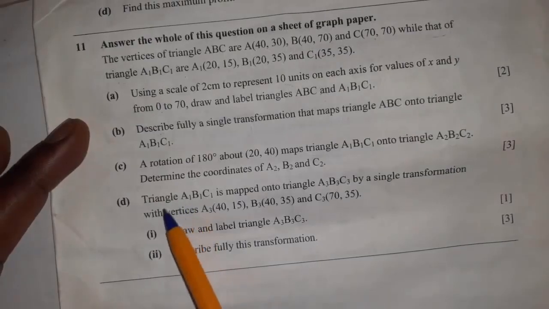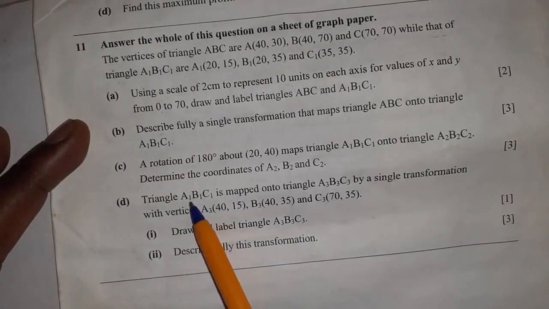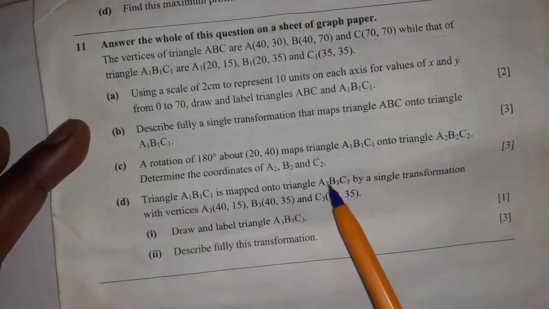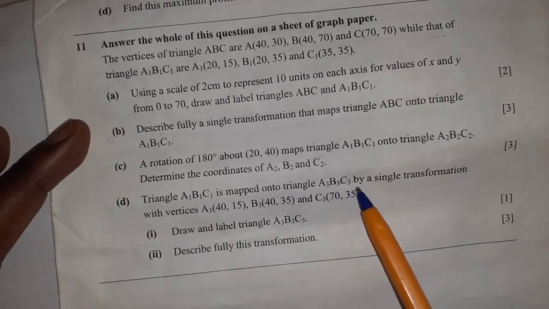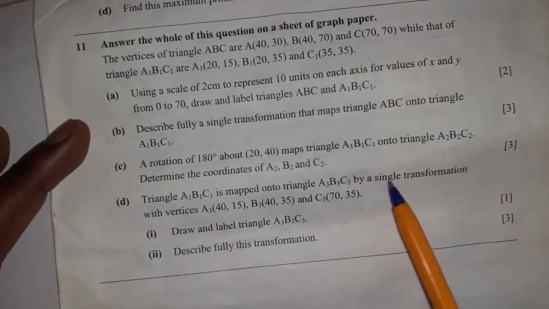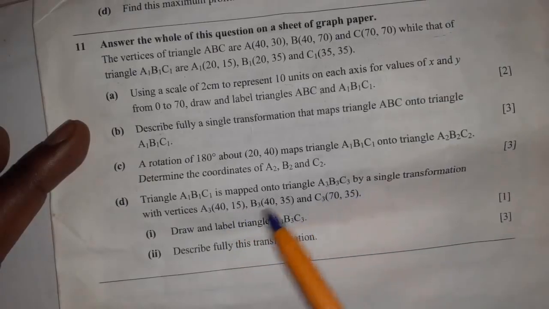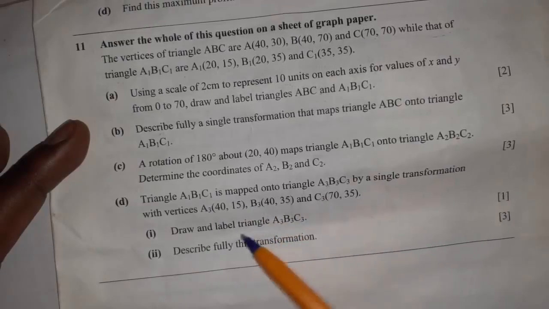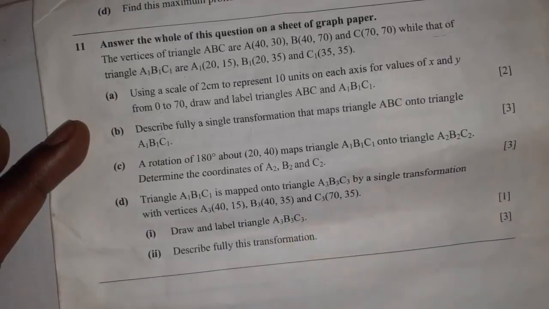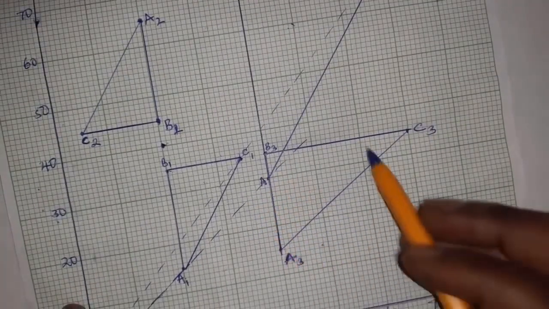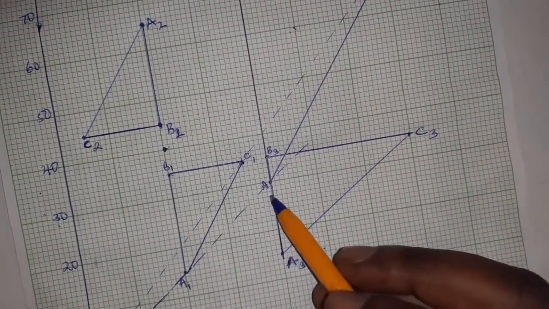And D, triangle A1, B1, C1 is mapped onto triangle A3, B3, C3 by a single transformation with vertices. Okay, so again, let me ask you to find this triangle here. Draw and label triangle. You can easily do that. Let me give you a minute. Okay, so this is the triangle that we are going to have.